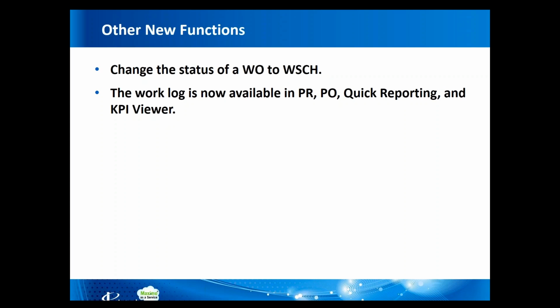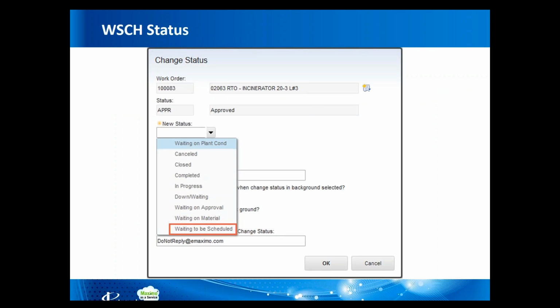Now I know you're probably thinking, hey Dustin, that's not right. I was always able to do waiting to be scheduled. And you're halfway right. You were able to do that if you created a work order from the PM application. But you couldn't actually change the status of a work order to be waiting to be scheduled unless you had a system admin tweak it a little bit. Now, straight out of the box, you're able to change a work order to be waiting to be scheduled, and it doesn't have to be associated with a PM.